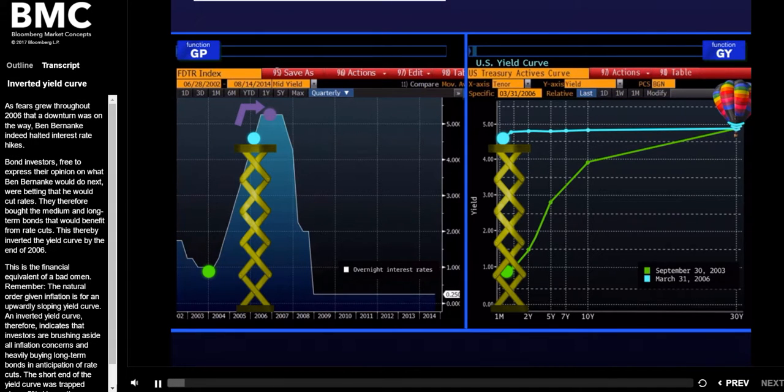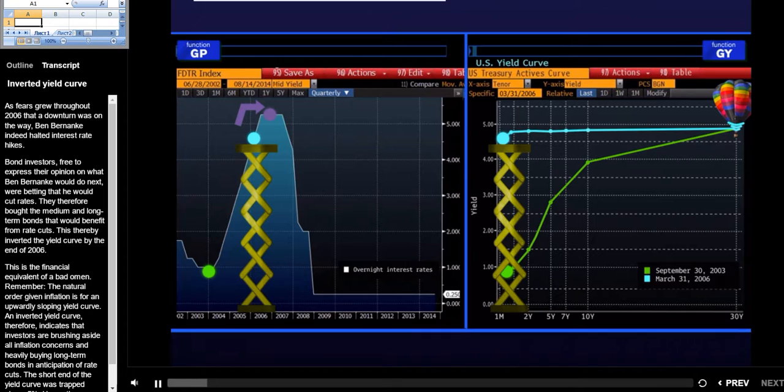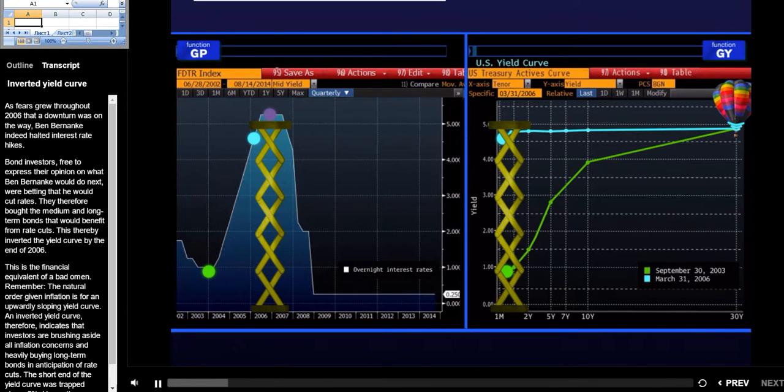As fears grew throughout 2006 that a downturn was on the way, Ben Bernanke indeed halted interest rate hikes. Bond investors, free to express their opinion on what Ben Bernanke would do next, were betting that he would cut rates. They therefore bought the medium and long-term bonds that would benefit from rate cuts. This thereby inverted the yield curve by the end of 2006.